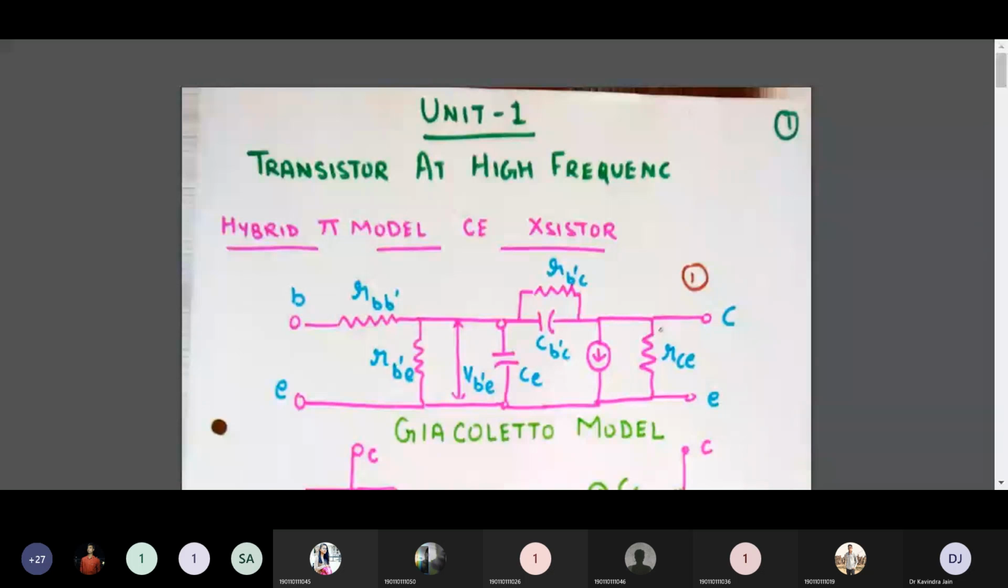The preferred model for a BJT, NPN or PNP transistor at high frequencies is commonly known as the hybrid pi model, which reflects that the values of those hybrid pi parameters would remain constant with higher frequencies.